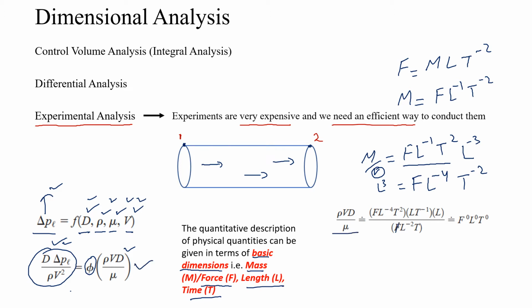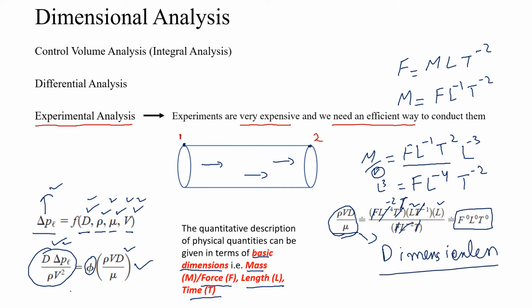The force will cancel out with the force, L minus 2 will combine with this L square, and the minus 2 will be cancelled out. This T square will remain as T, and T into T to the power minus 1 will cancel out. So we will be left with these terms. So this term represents that the combination of these variables is dimensionless. I have combined these variables as such, so they became dimensionless.